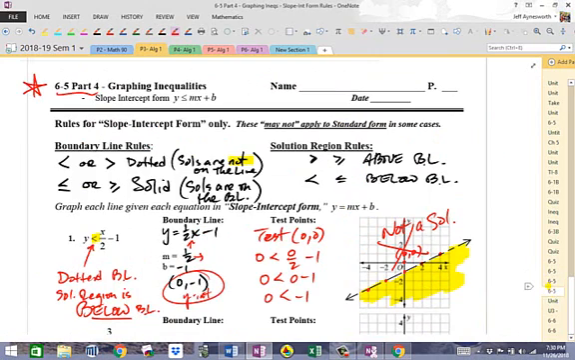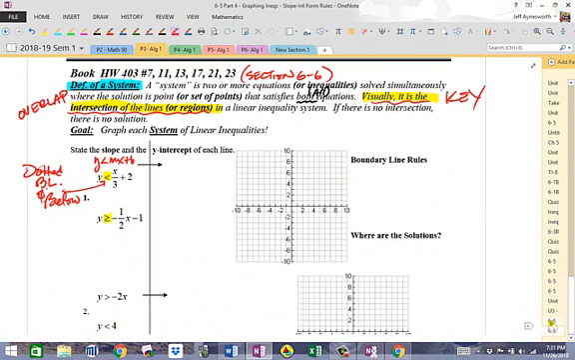Let me take this out. Here's section 6.5 part 4. Look at all the boundary line rules. Look at the solution region rules. If it's less than or greater than, it's a dotted boundary line. If it's greater than or greater than or equal to, the solutions are above. Less than or less than or equal to, the solutions are below. It's all right here. We've done all this before, but it's been a few weeks. So what you need to do is have this all handy here. Take a look at all your previous work and apply it.